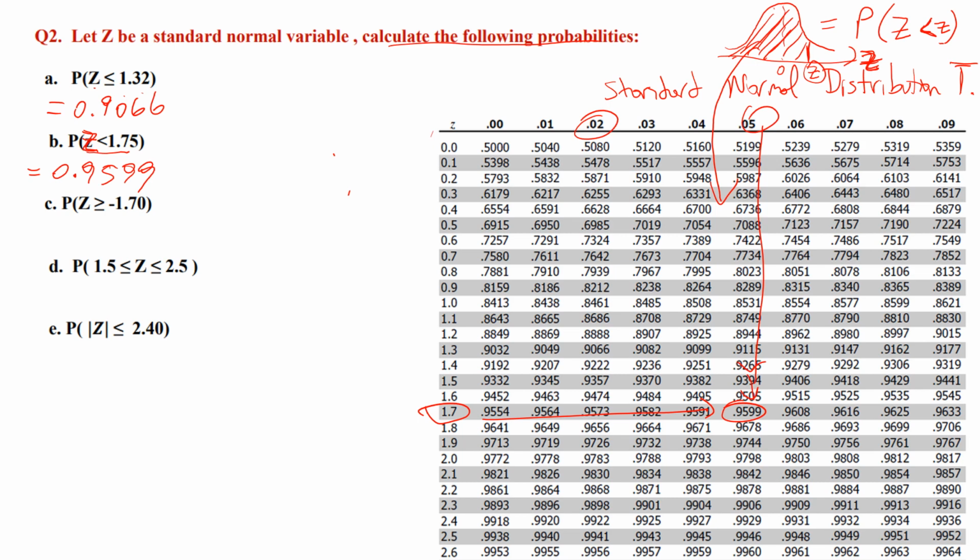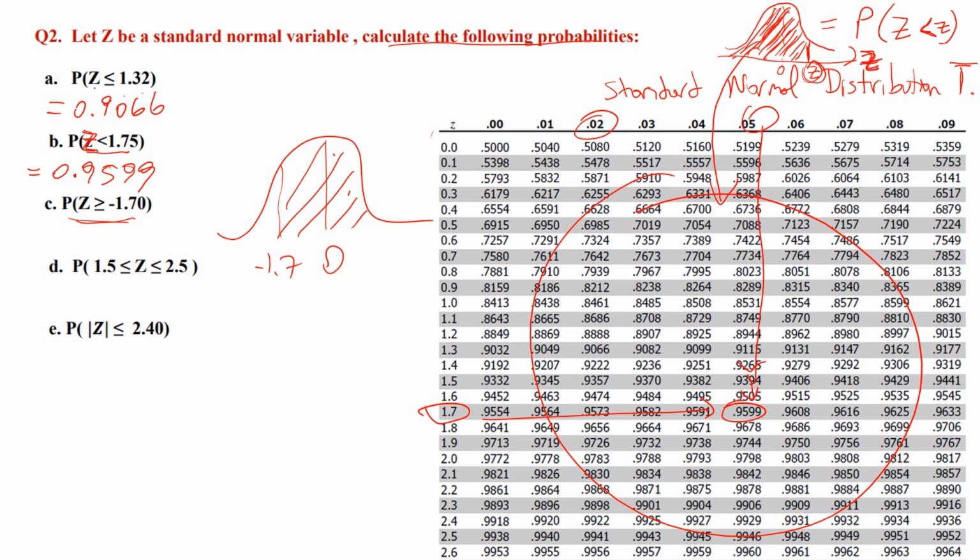Now, in part C we have a negative number. First, let's see which part is asked, because this table always gives the area to the left of the little z. But here it's asking for another part. This is negative 1.7, which is less than 0, and because it says Z bigger than, we are talking about the numbers which are bigger than negative 1.7, so it has to be this part, to the right of negative 1.7.